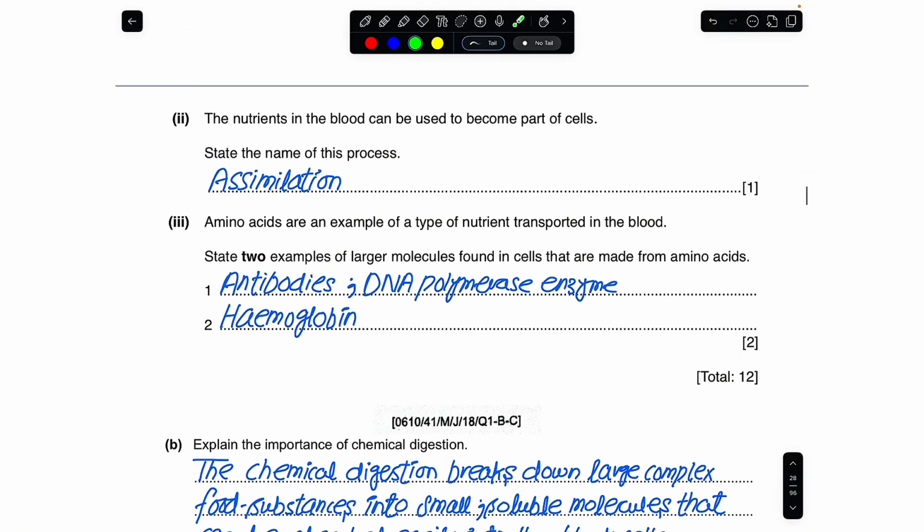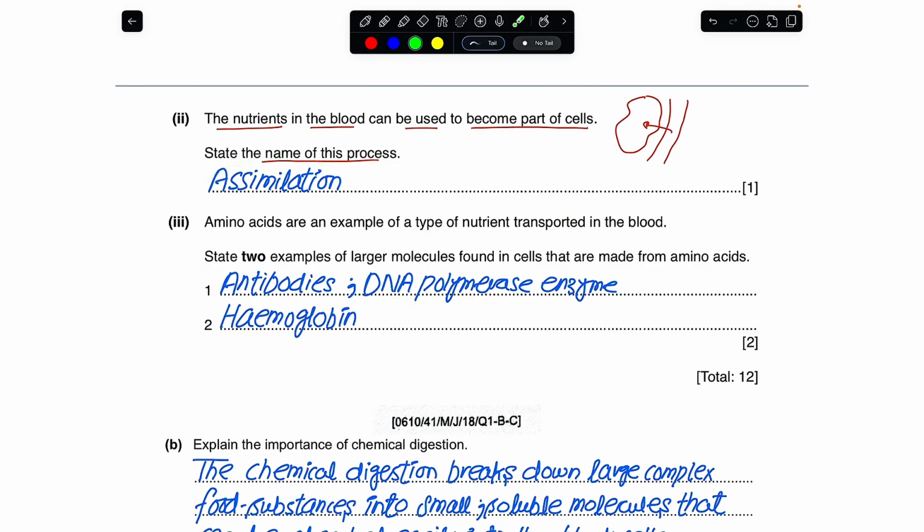Right away, for the second part, what they tell us is that the nutrients in the blood can be used to become part of the cell. The nutrients in the blood mean that after I have digested the food particles within the alimentary canal and absorbed them into the blood, so for sure out of the blood capillaries, these absorbed food particles would enter into the cells and become part of the cell. That process goes by the name of assimilation.